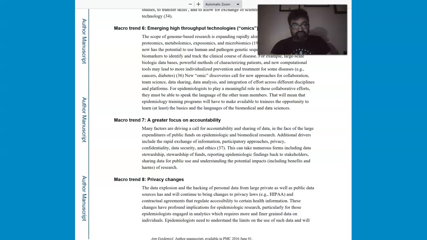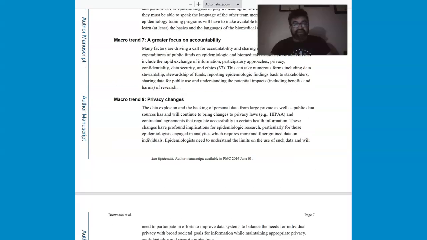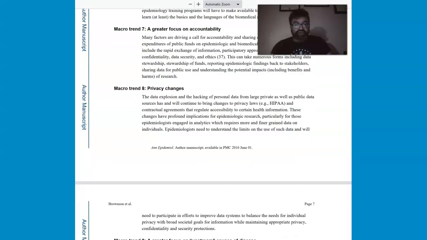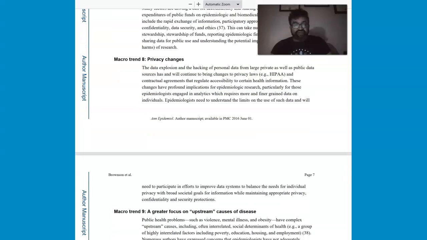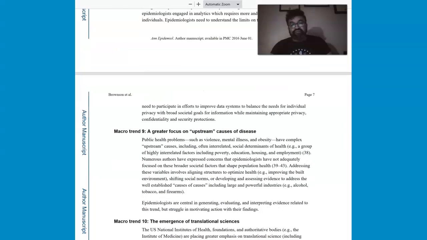A greater focus on accountability, sharing of data, the large expenditures of public funds on epidemiologic and biomedical research. This is truly important. And so stewardship of funds and epidemiologic findings back to stakeholders, very important. Privacy changes, HIPAA, can't emphasize this more. It's really important to understand the limits on the use of certain data and to ask permission before participation in studies.